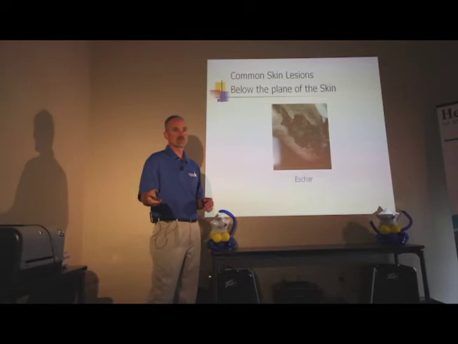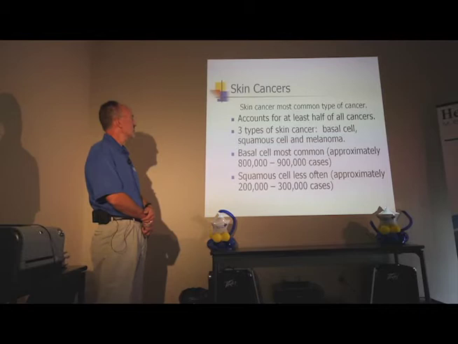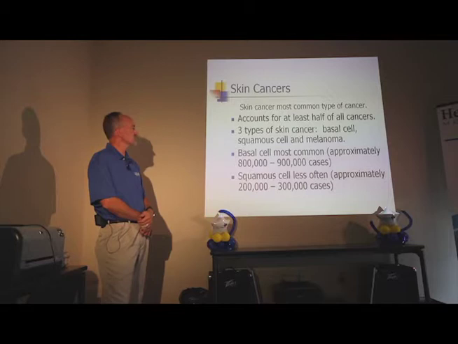Last part here is skin cancers. We're just going to talk briefly about that. Three types of skin cancers we're going to talk about are basal cell, squamous cell, and melanoma. Basal cell and squamous cell are not as aggressive as melanomas. Melanomas are pretty well known to be aggressive and to metastasize, which means to spread to other areas of your body. So we'll talk about those three lesions, how you identify them, what you need to do about them.